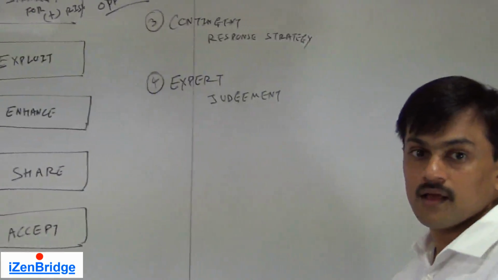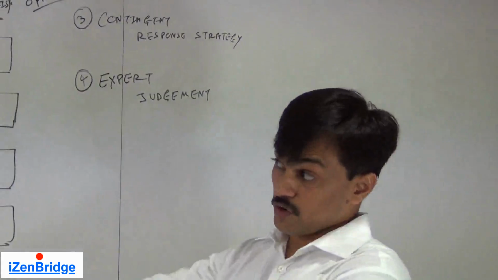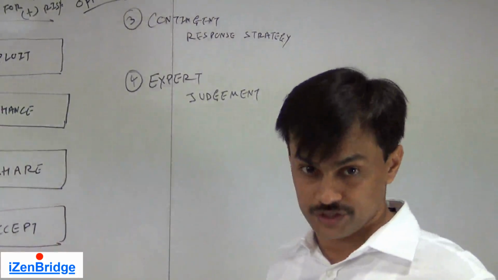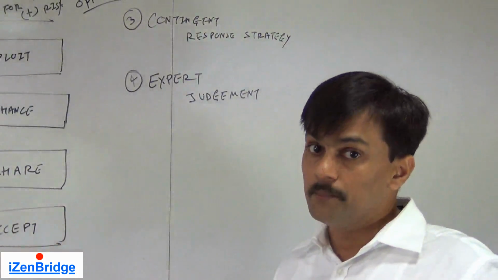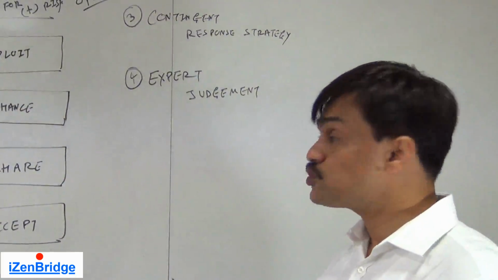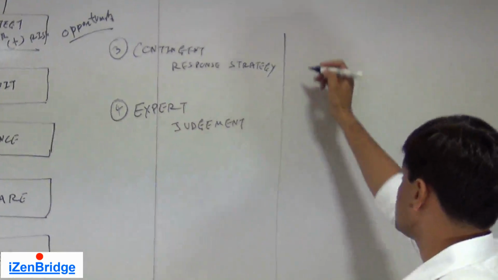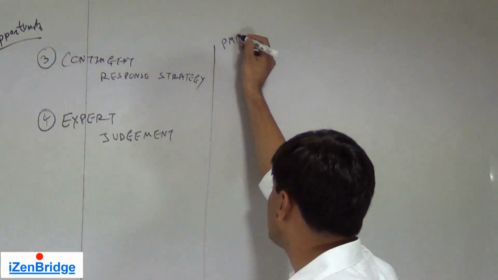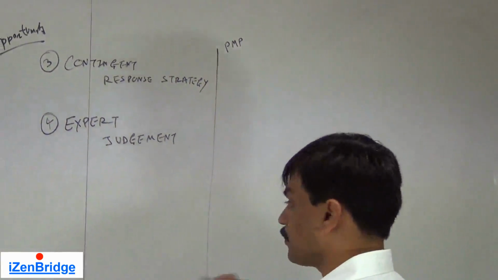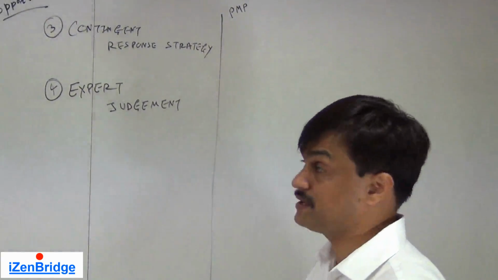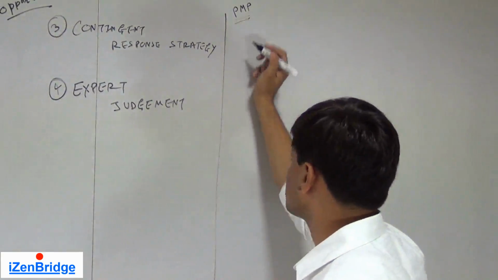Now, we did all this, what do we get out of it? Many things. We need to update two parts. One is the project management plan and another is the project documents. In the project documents, primarily the risk register. So let's look at the project management plan.